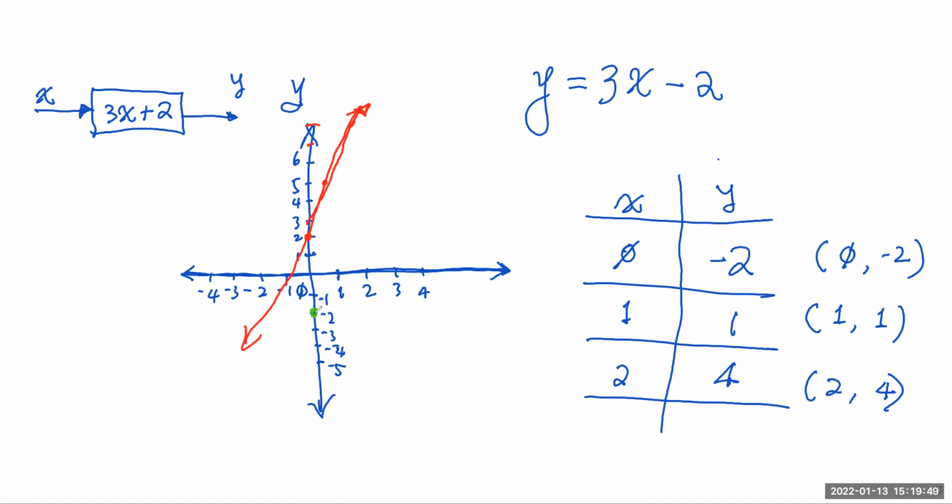Okay, this is here. 1, 1 is here. 2, 4 is here. So we got a line like that.